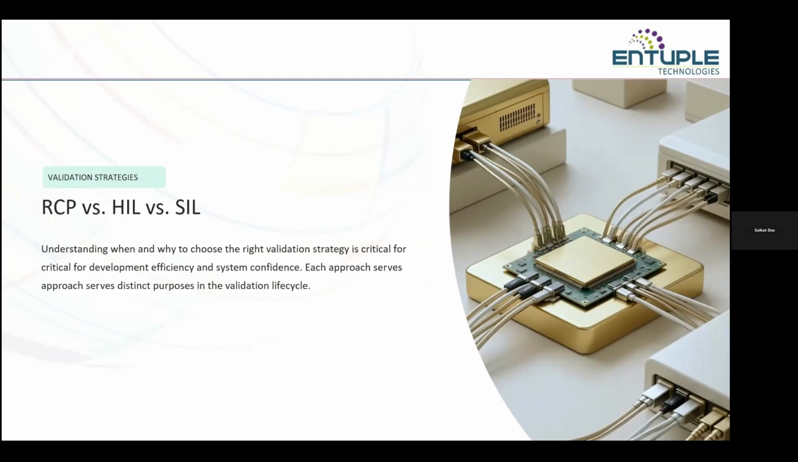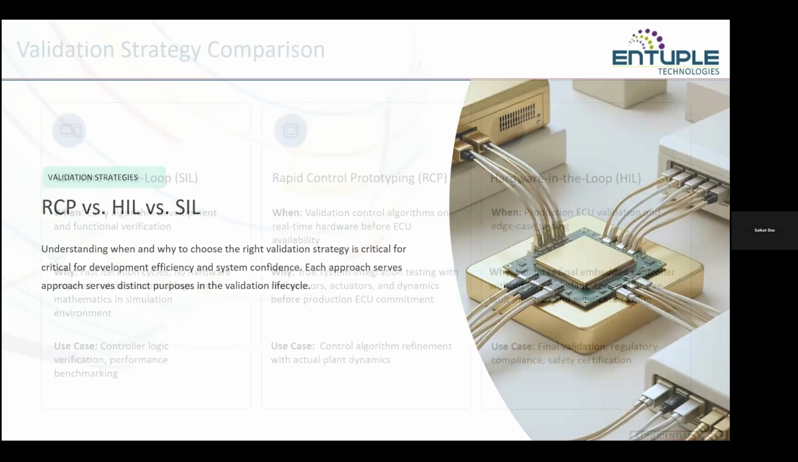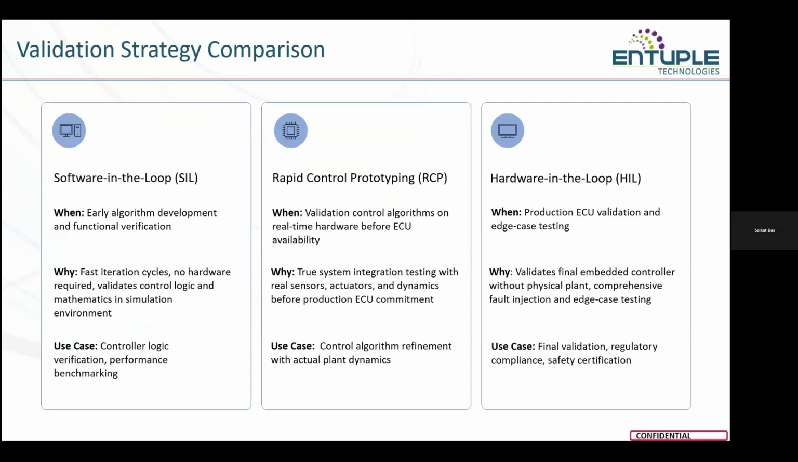If we use them incorrectly or skip any step, it either slows down our development or introduces late stage risk. In the next slide, I will break down when and why to use which validation strategy, and how each one of them contributes to a de-risked path to production. Moving on to the next slide. So those are the different validation strategies.